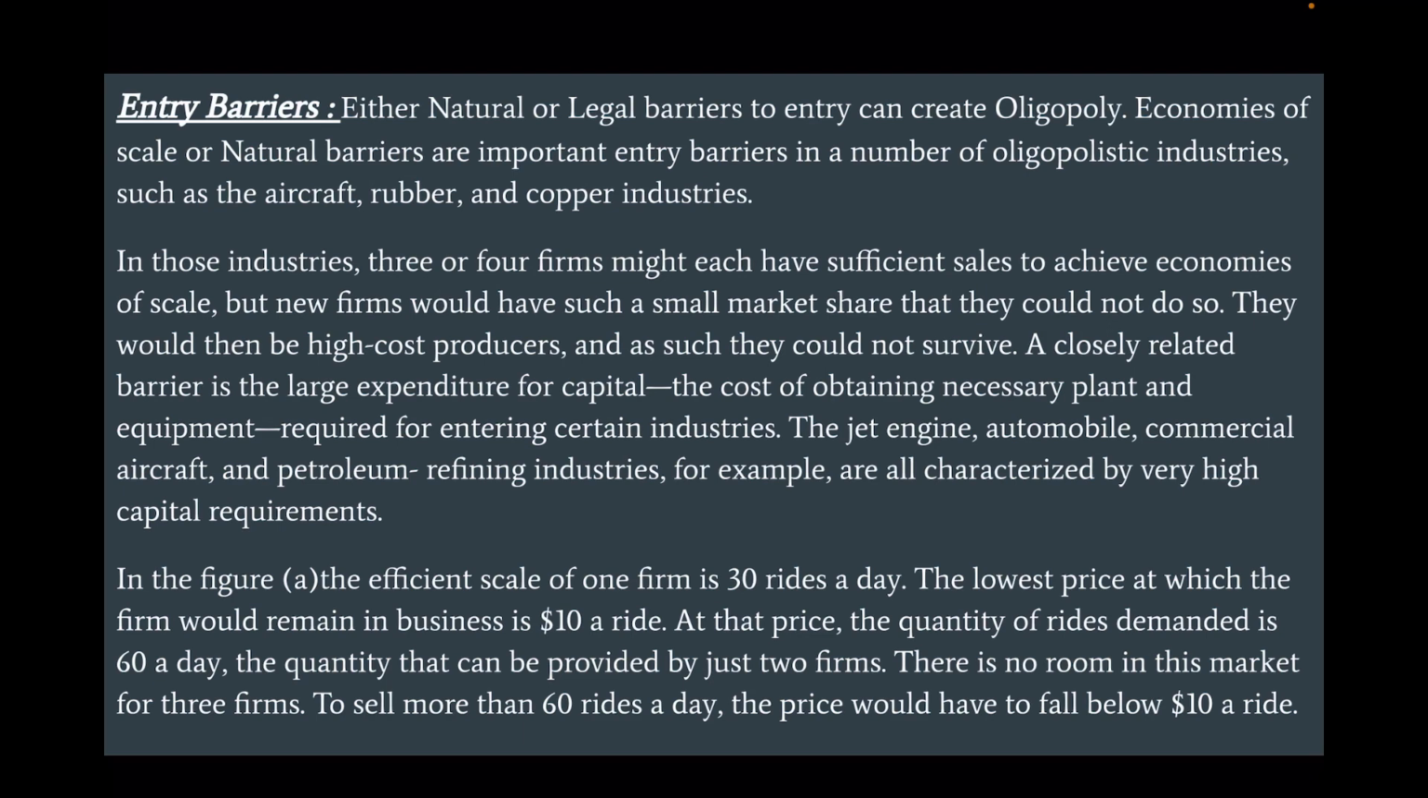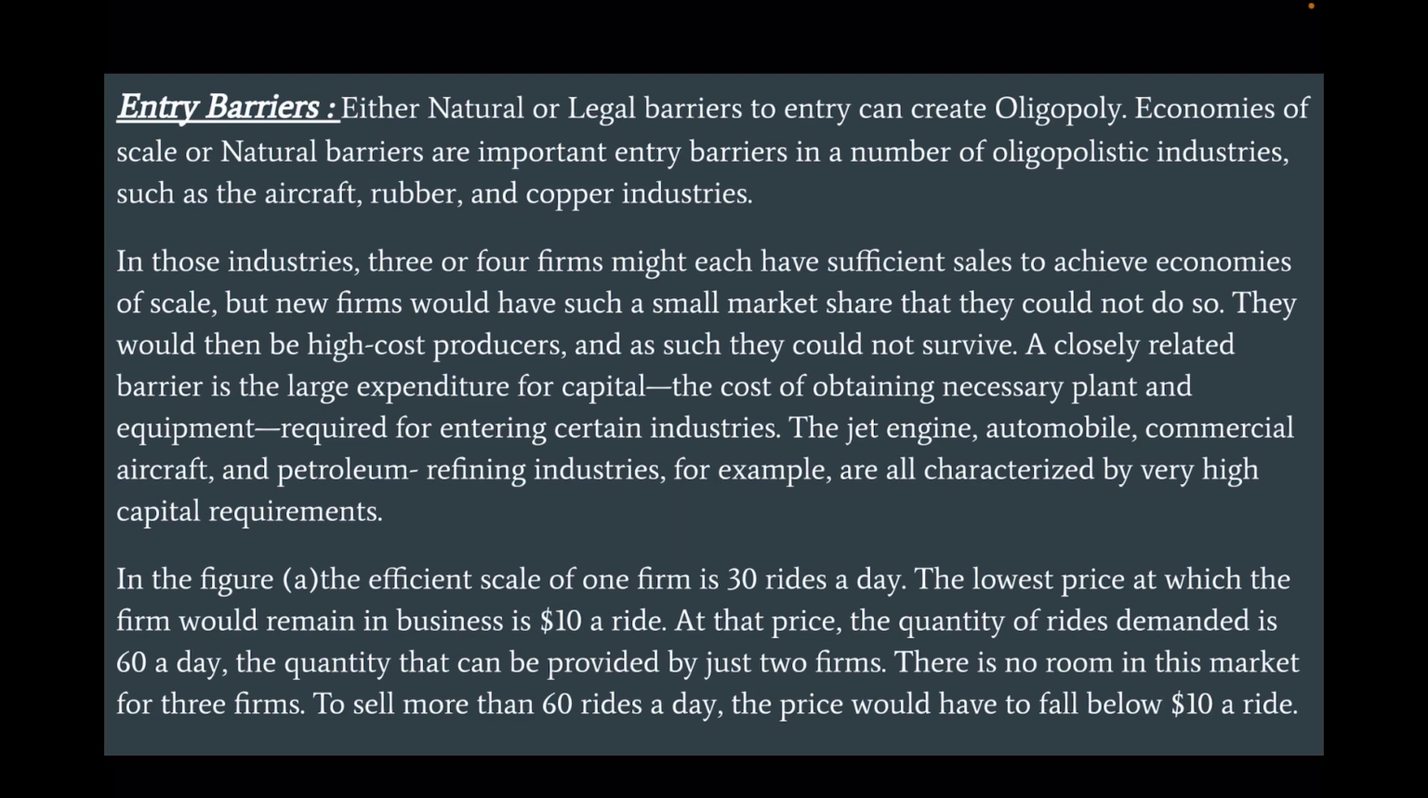A closely related barrier is the large expenditure for capital, the cost of obtaining the plant and equipment required for entering certain industries. The jet engine, automobile, commercial aircraft, and petroleum refining industries, for example, are all characterized by very high capital requirements. In figure A, the efficient scale of one firm is 30 rides a day. The lowest price at which the firm would remain in business is $10 a ride. At that price, the quantity of rides demanded is 60 a day, the quantity that can be provided by just two firms. There is no room in this market for three firms.